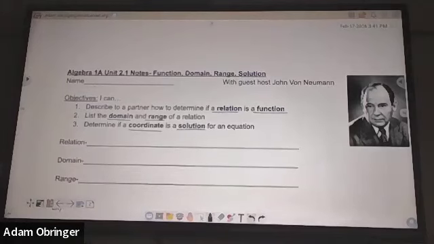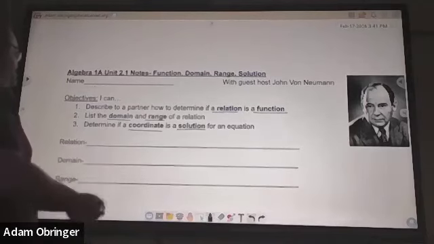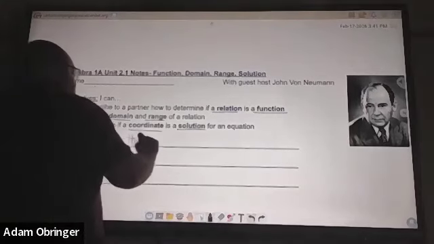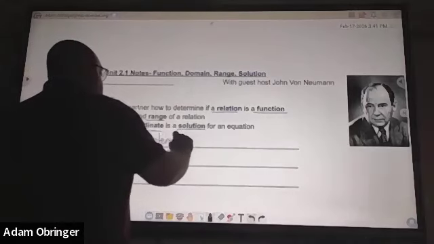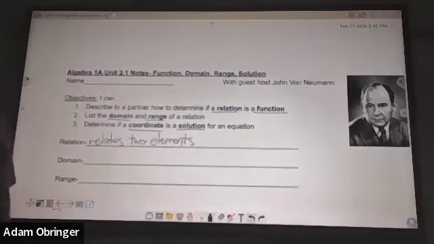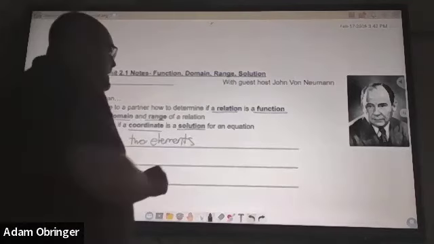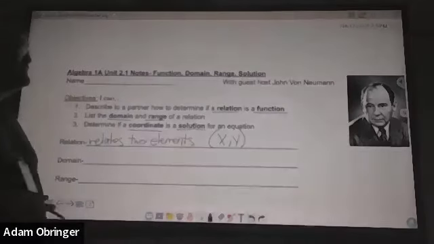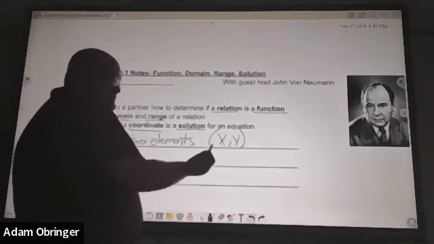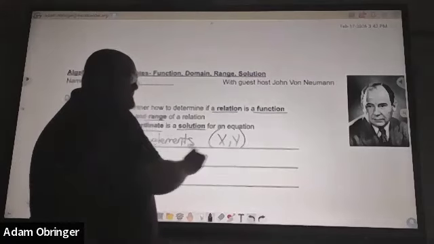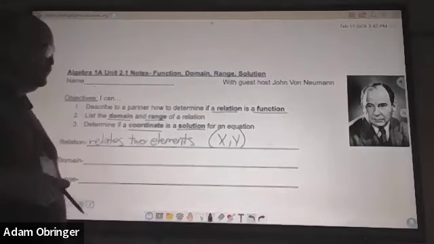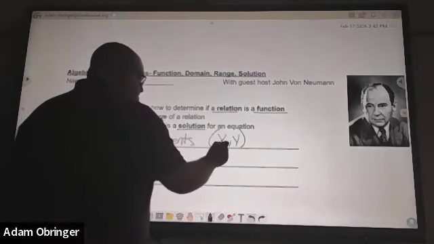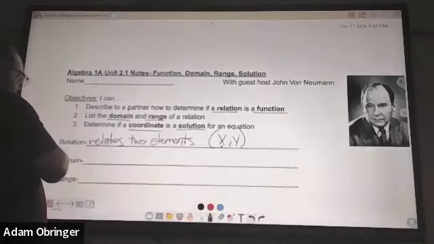So to get some of those definitions out of the way, a relation is just anything that relates two elements. Now, when we are thinking about a relation for this class in the scope of what we're doing, I want you guys to think about it as a coordinate, x comma y. You've seen these at some point before. We are taking an independent variable x and relating it to some dependent variable y, and we pair them together in a coordinate. Now, if we were to break that coordinate apart and look at only the x values, we would be talking about the domain.